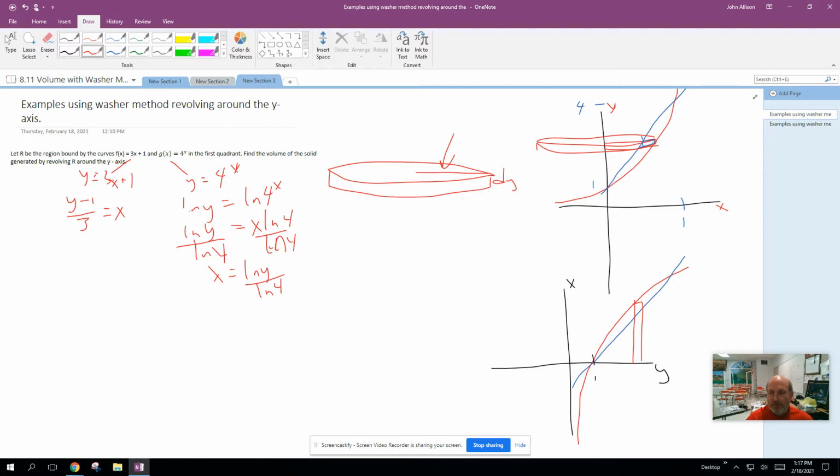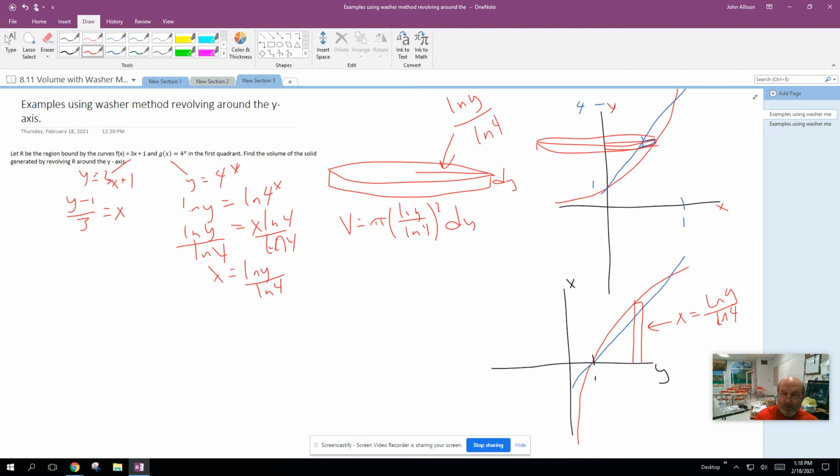For our top function, this is going to be the logarithmic curve, x equals ln y over ln 4. So the radius of this first disk is going to be ln y over ln 4. And so the volume of one of these disks is going to be pi times the radius squared, which is ln y over ln 4 squared, times dy.